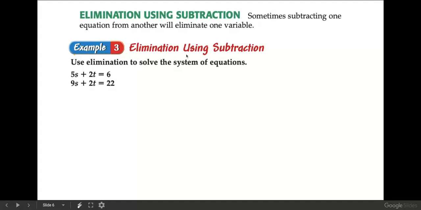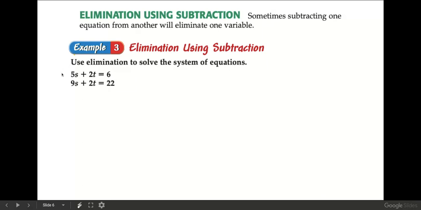So elimination using subtraction. So using elimination to solve this system, I have 5s plus 2t equals 6 and 9s plus 2t equals 22. Again, if I look as they're stacked on top of each other, which term will eliminate? Will the s terms eliminate each other, or will the t terms eliminate each other? Well, I can see the t terms will eliminate each other because they have the same coefficient, right? 2 and 2 will eliminate, but if I add them, 2 plus 2 gives me 4, and I don't want it to give me 4. I want it to give me 0.